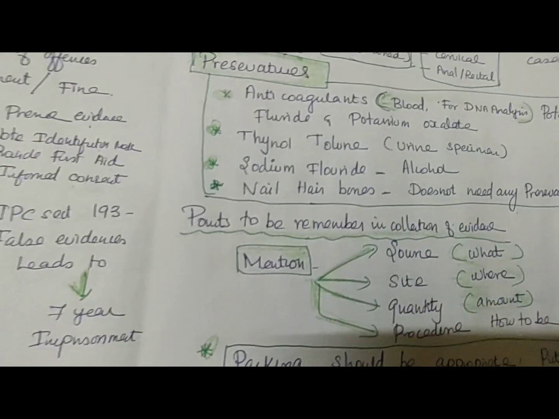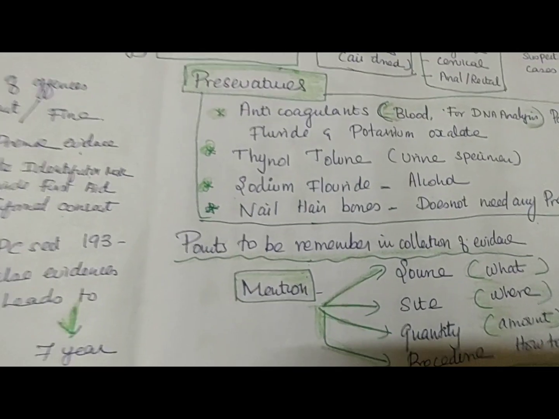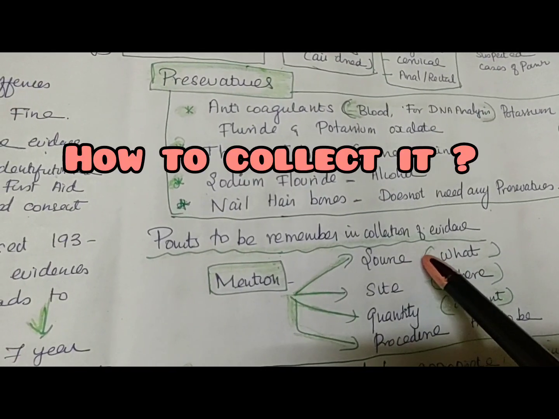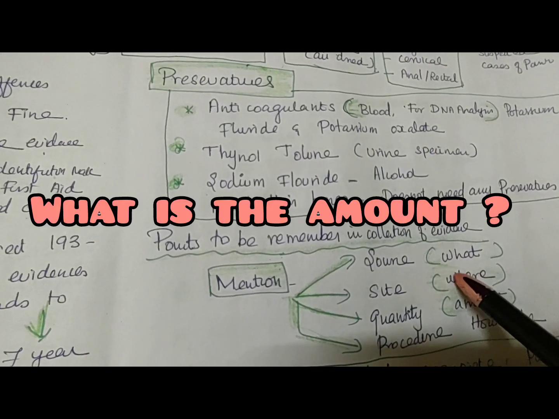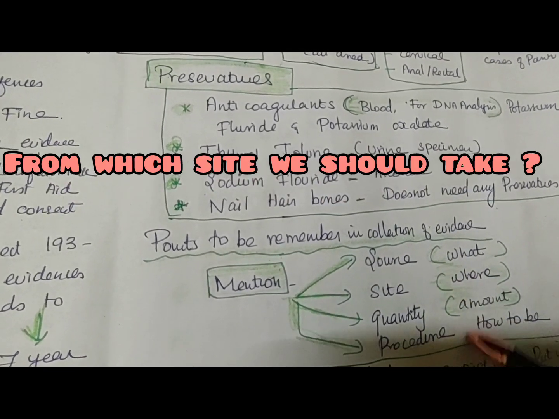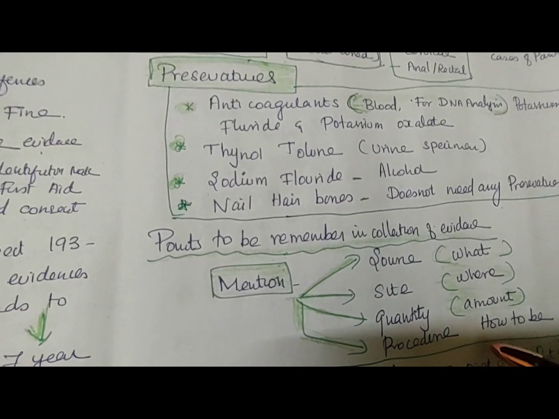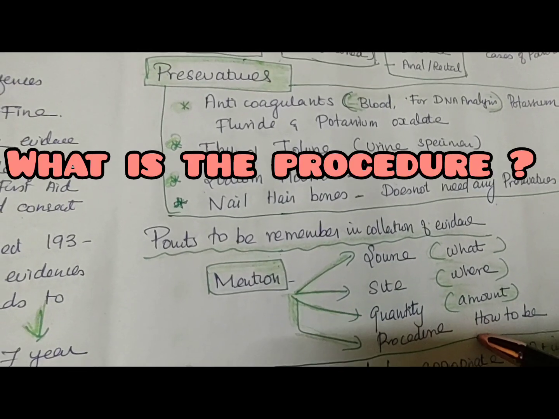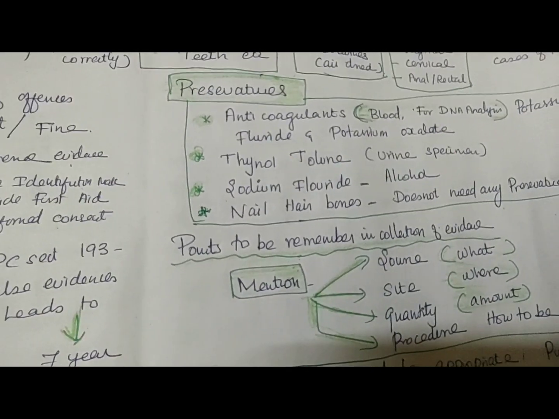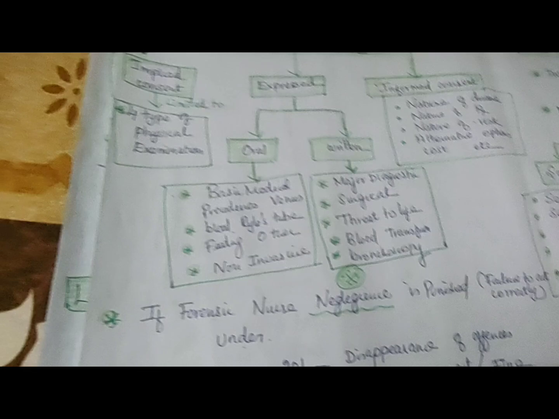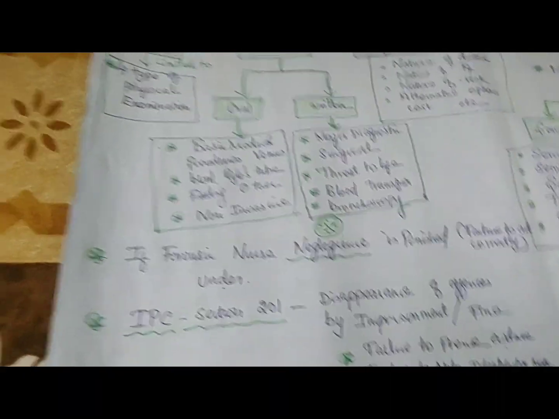Then the forensic nurse has to remember the points: how to collect it, what is the amount, what is the source, what is the site, how much quantity. She also has to follow the procedure, wearing gloves, and collect it correctly. Then the storage is also an important point.